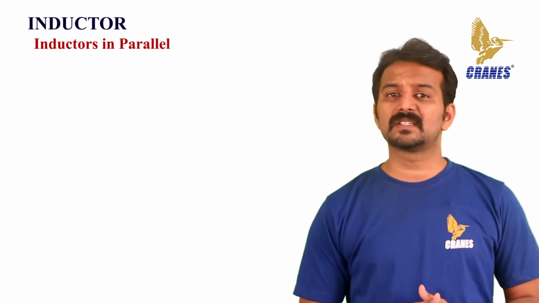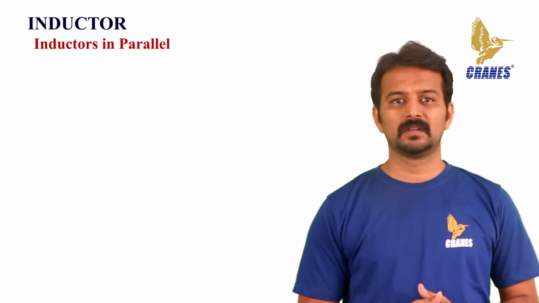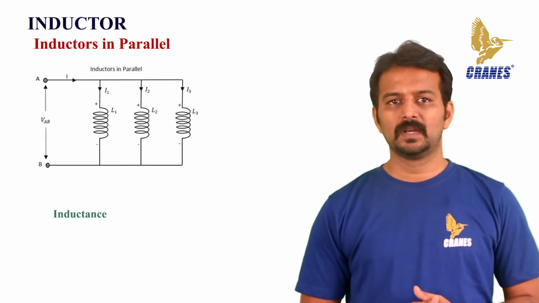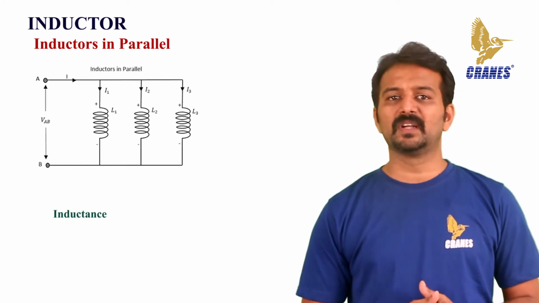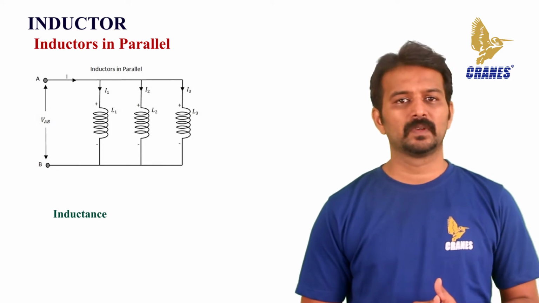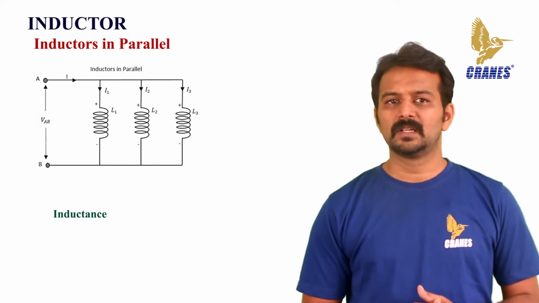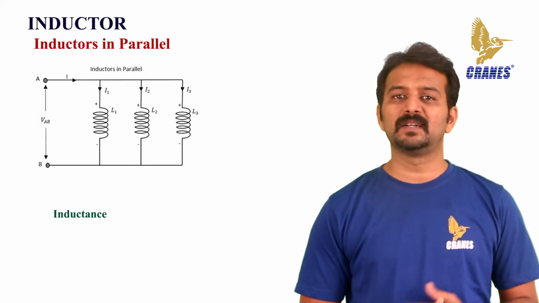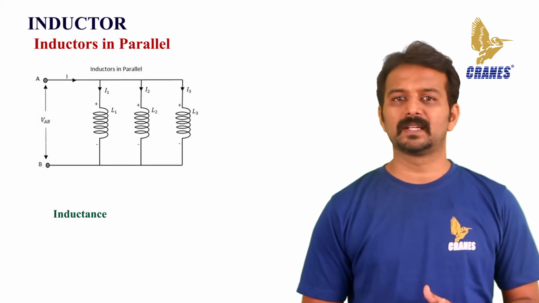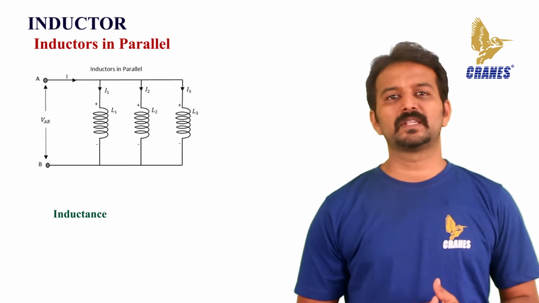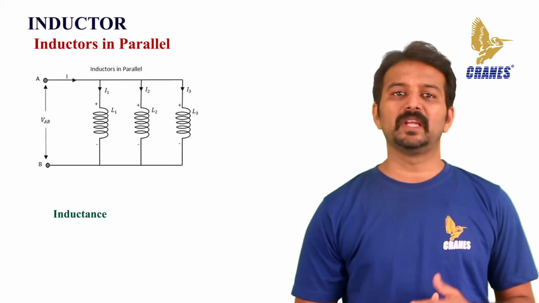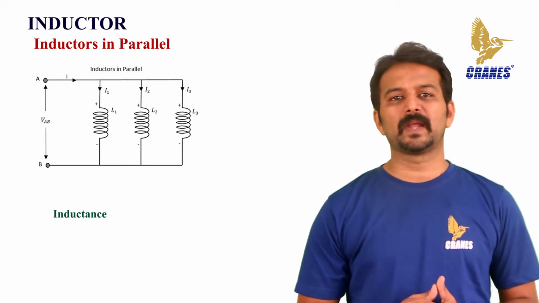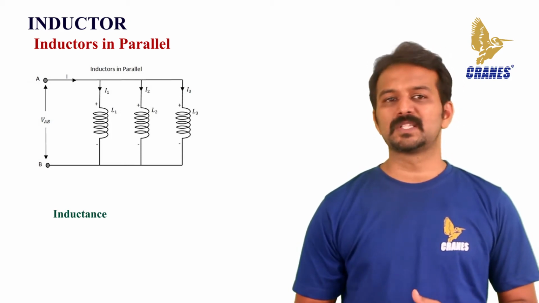Let us look at inductors connected in parallel. Let us observe what happens when a few inductors are connected in parallel. Let us consider 3 inductors with different values as shown. The total inductance of a circuit having parallel inductors is calculated differently from the series inductor network method. Here the reciprocals, 1 by L, of the individual inductances are added, and the inverse of the algebraic sum gives the total inductance value.